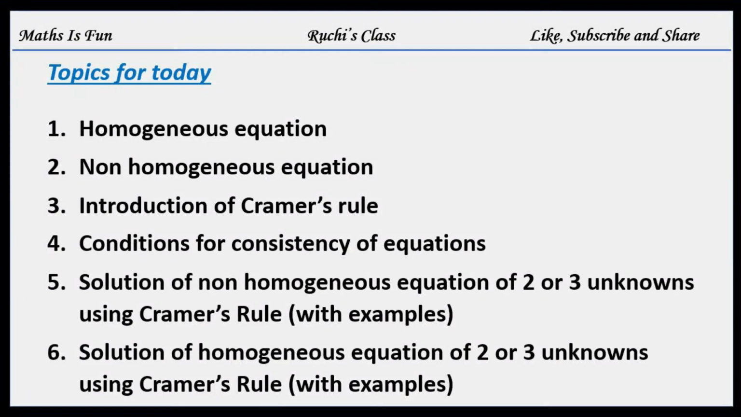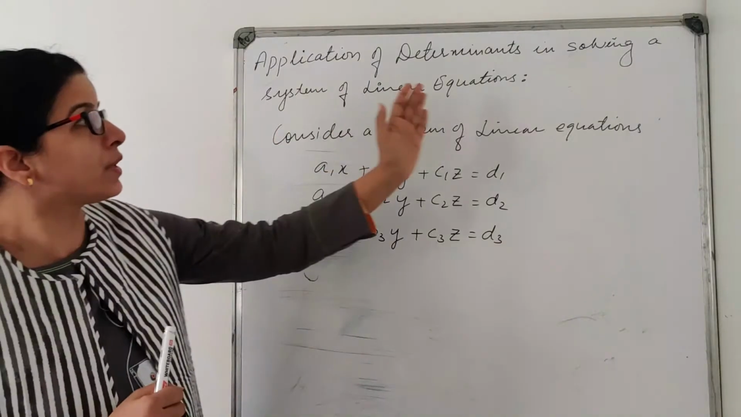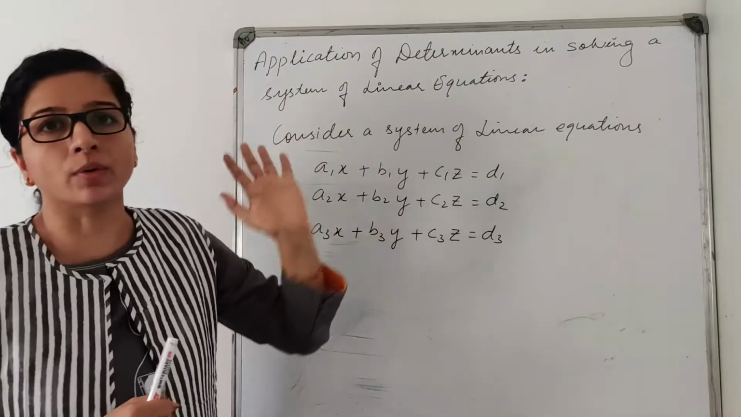Topics for today are homogeneous equation, non-homogeneous equation, introduction to Cramer's rule, conditions for consistency of equation, solution of non-homogeneous equations using Cramer's rule, solution of homogeneous equations using Cramer's rule. This application of determinants is solving the system of linear equations.